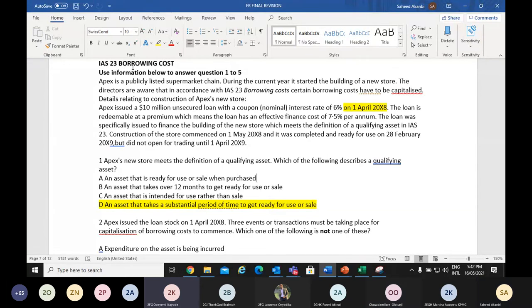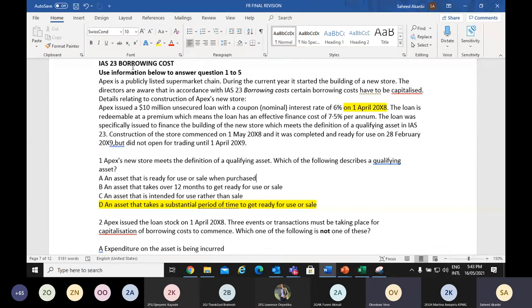Please, may I know why we are not considering the fact that it did not open for trading on the 1st April 20X9? Because I told you that I will stop to capitalize when substantial construction has been completed. So the information that has to do with trading is none of my business. Are you fine with that? Yes, thank you.